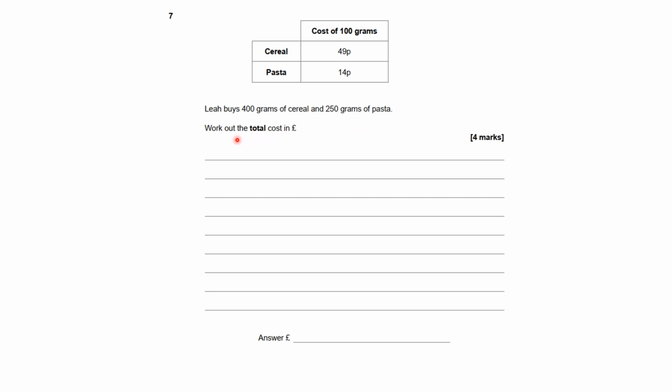So let's have a think about this. If we know how much 100 grams cost, then we need to figure out how much 400 and 250 grams cost. So let's start with this first bit, 400 grams of cereal. What colour should we use as pen? Let's pick green for this one. We'll have a nice green colour. So 400 grams is sort of like 100 grams, but 4 times bigger. So if I know what 100 grams cost, well, if I times it by 4, then I'll be able to get the cost.